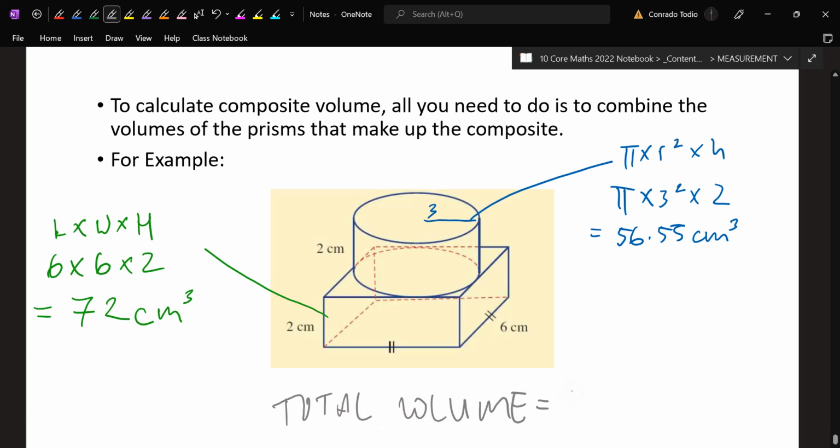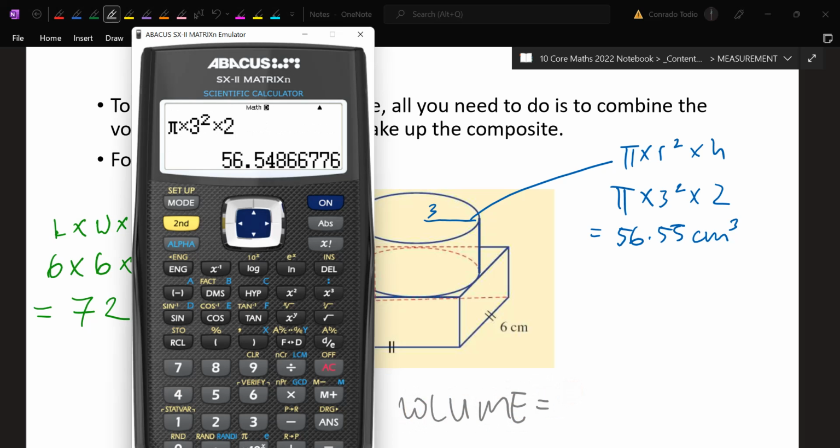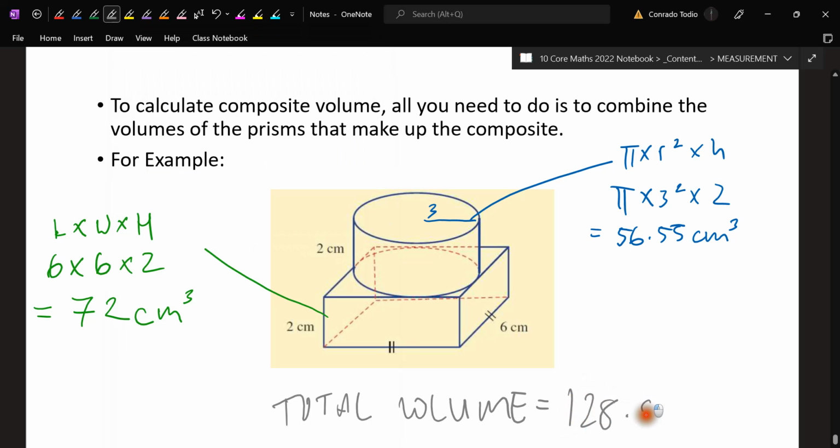Okay, what's that? So just add them both together. 72 plus 56.55. So just add 72 to that equals 128.55 centimeters cubed.